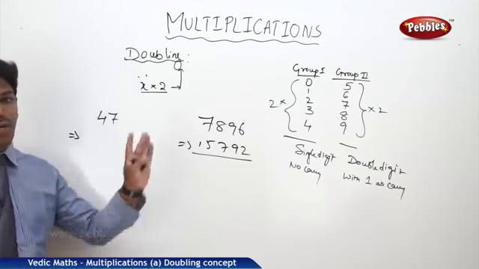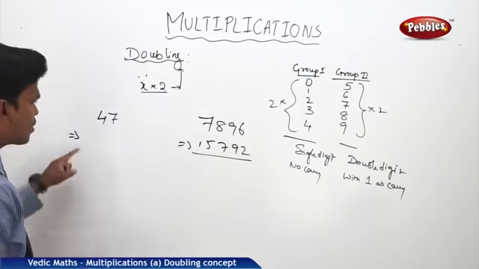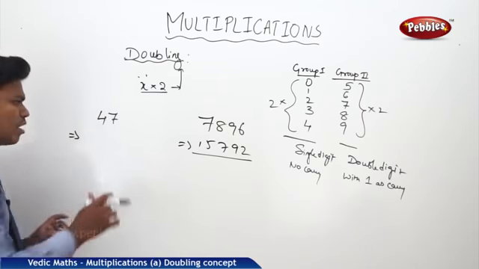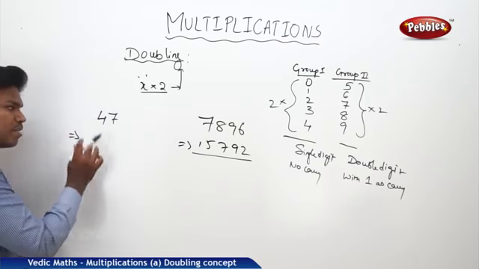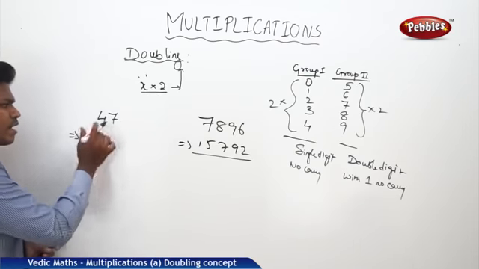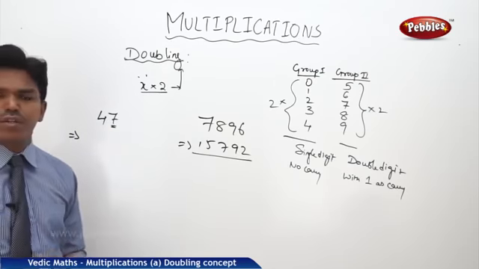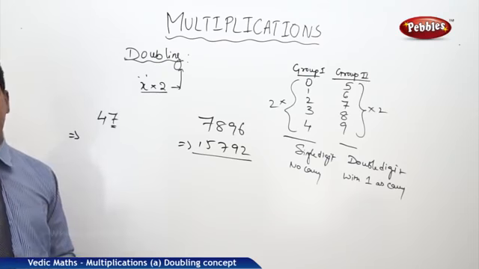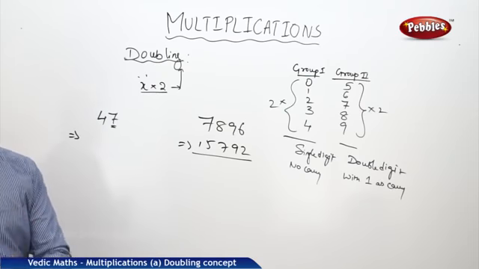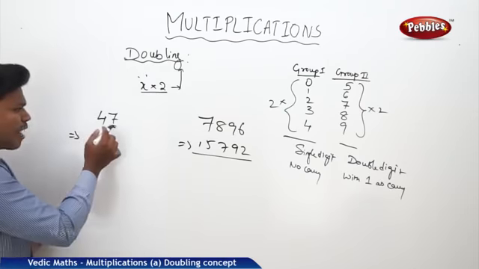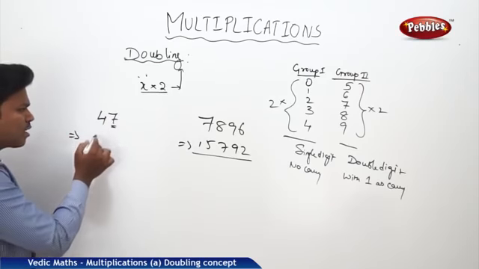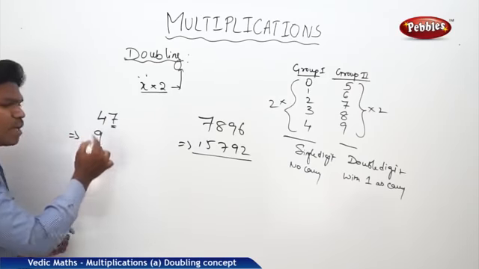Now start from left to right. What is 2 4s? 8. So I have to write 8 here, but before writing 8, I will check whether the next number is group 1 or group 2. 7. Is it group 1 or group 2? Yes, it is group 2. If it is group 2, what are we going to do? We are going to add the carry before only. That is, 2 4s are 8, but it will become 9.